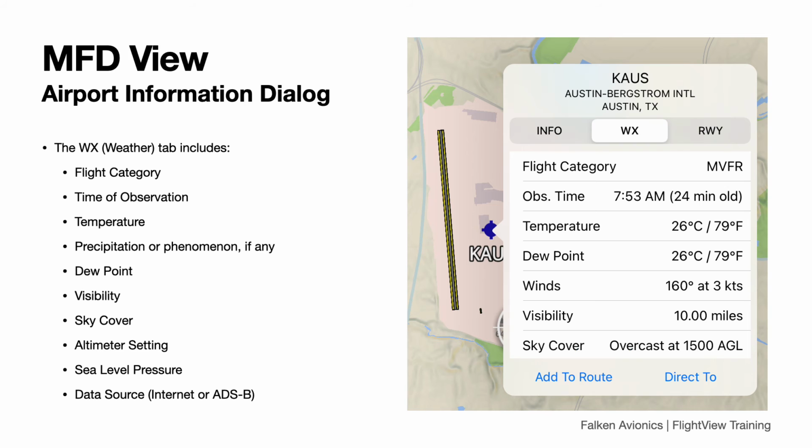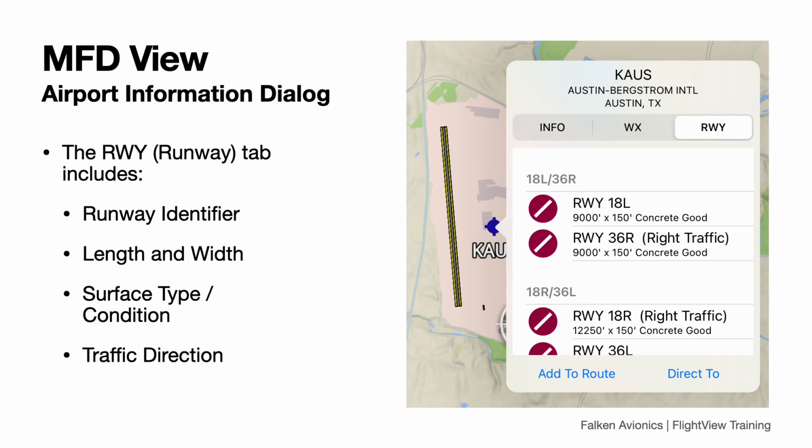The Weather tab includes all the normal data from the station's METAR report. The specifics vary a bit depending on what kind of automated equipment is reporting the weather and what's happening. The Runway tab lists runways at the airport and various useful facts about each, including the length, width, and surface.